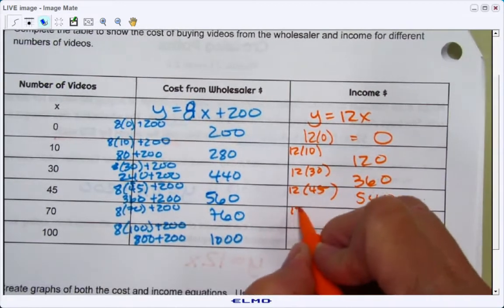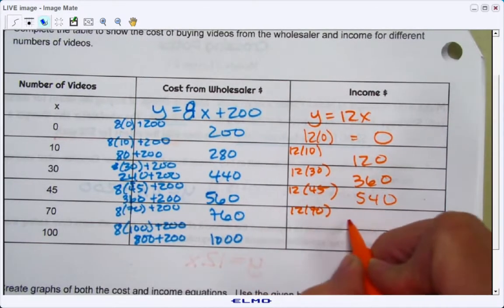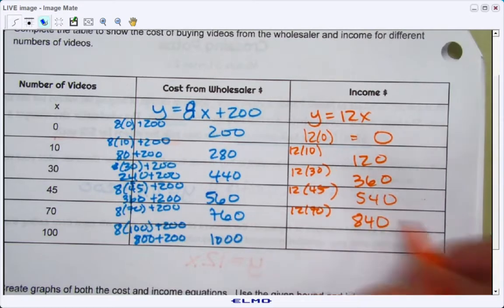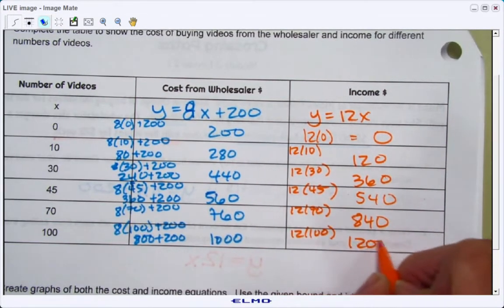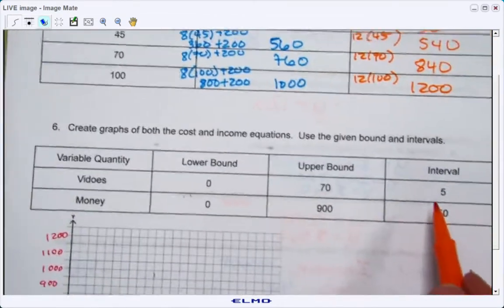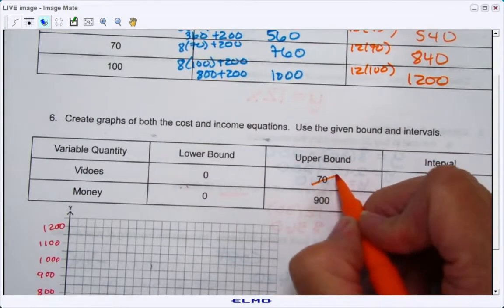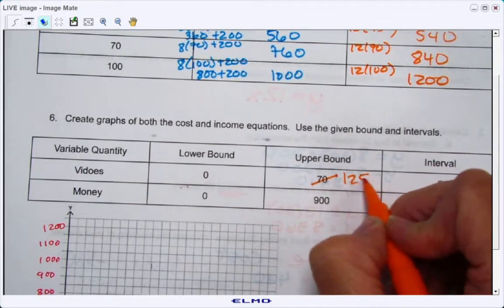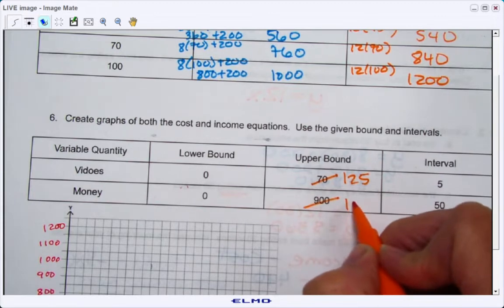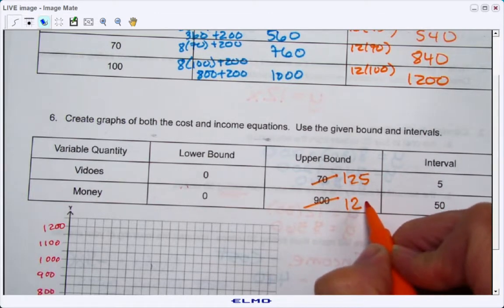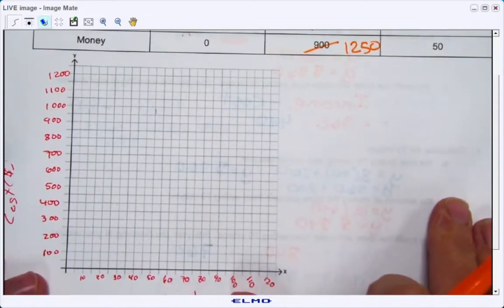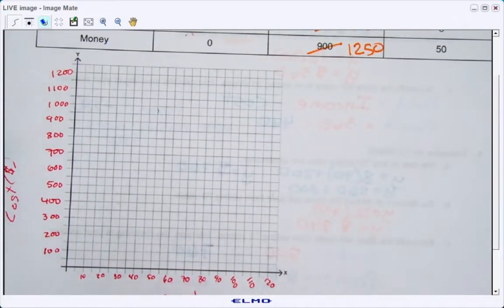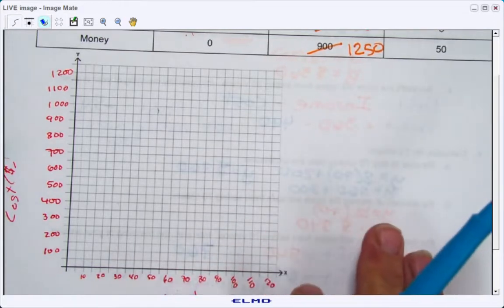That's good. 12 times 70. 12 times 7 is 84. Add a 0. And 12 times 100 will get me 1,200. So down here, these numbers are off. This upper bound actually should have been 1250, but it doesn't matter. It really doesn't matter. So I'm going to plot the points that are from up above.